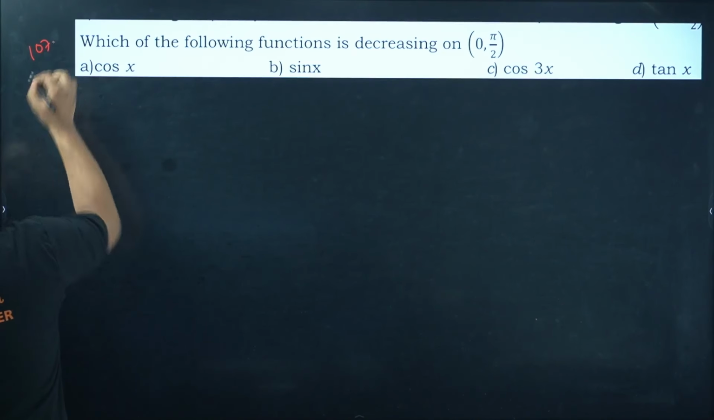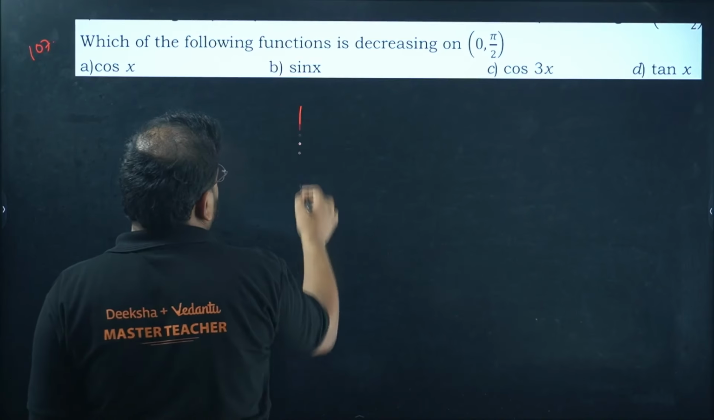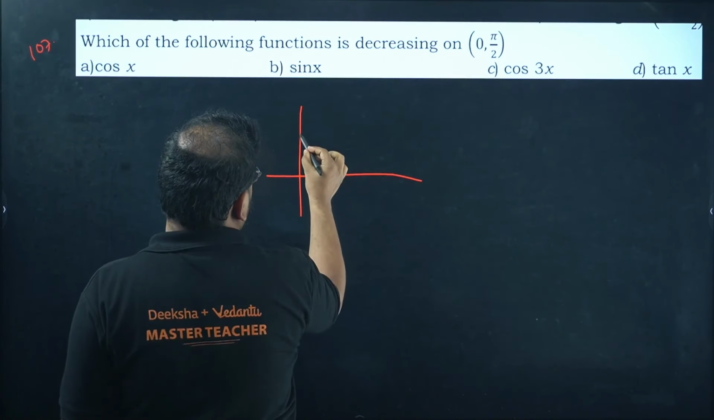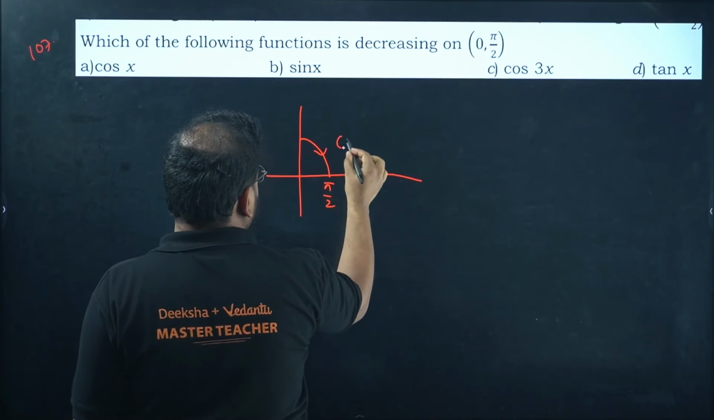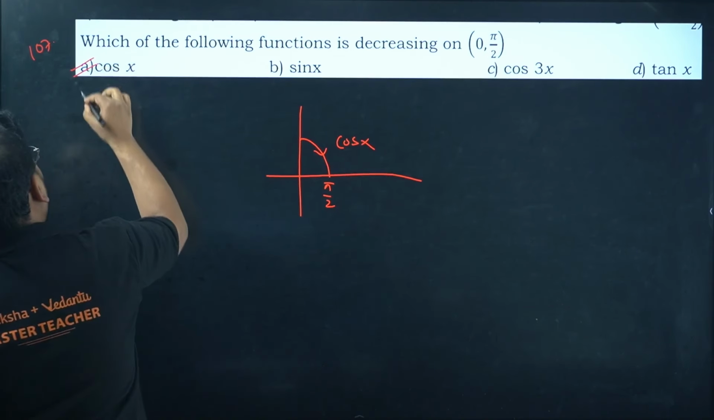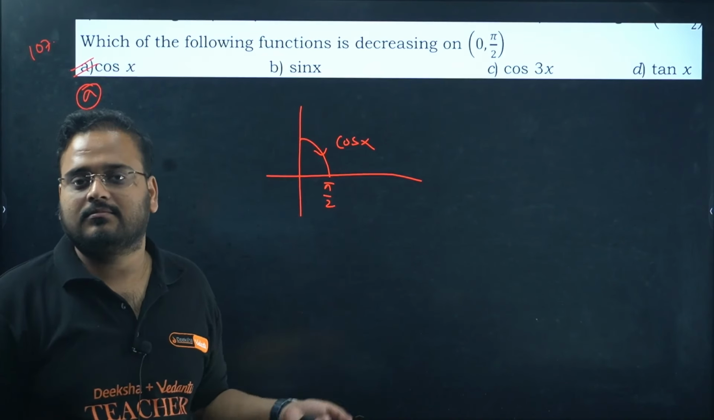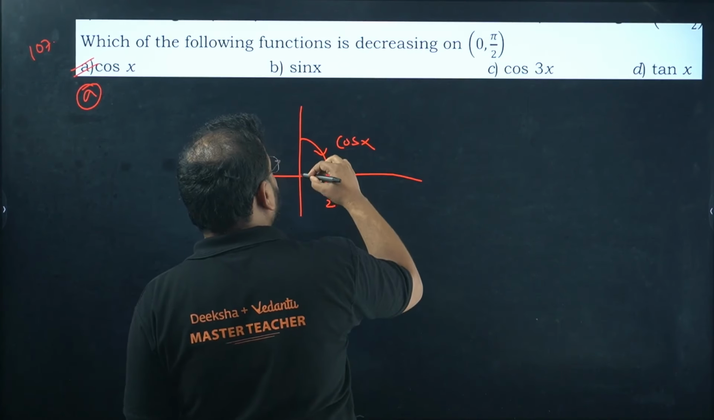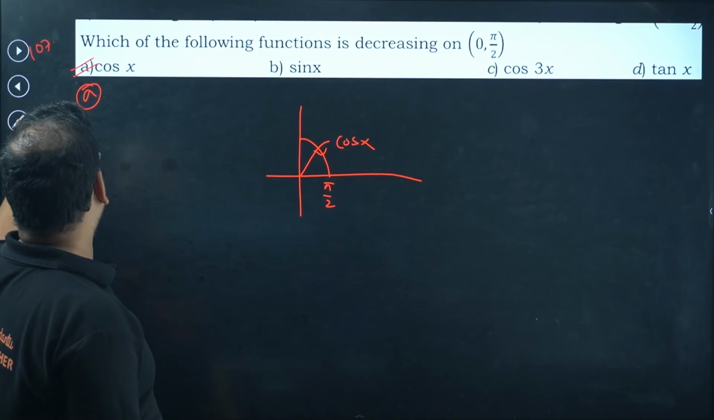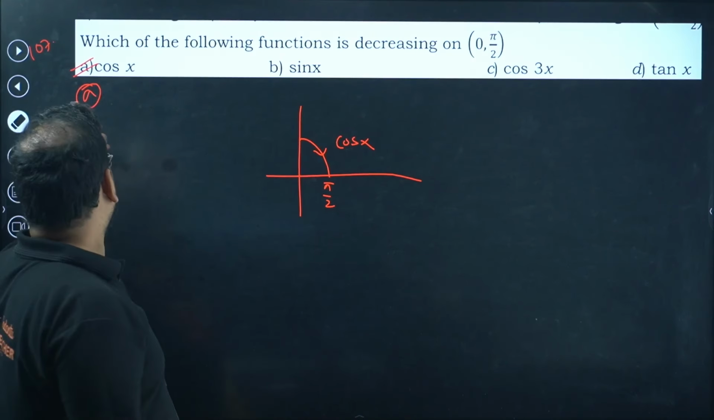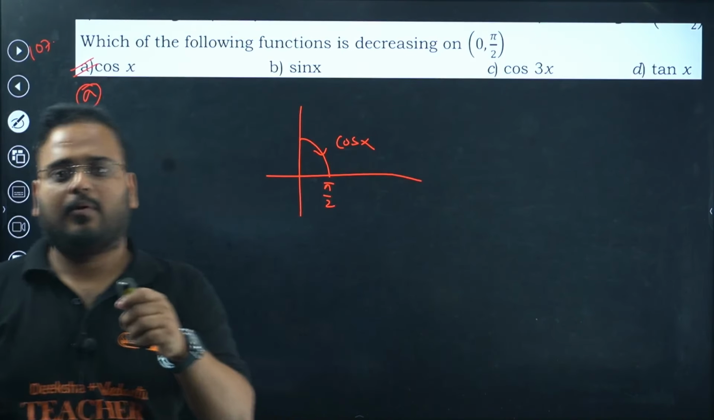Question number 107. Which of the following functions is decreasing on 0 to pi by 2? This is a very simple question. Look at this function, 0 to pi by 2. At 0 it is 1. This is the cos function. Cos x, if you draw the graph, you can see it is decreasing in nature. Sin x will go like this, which is increasing in nature. Cos 3x also will change the effect, but don't go there. The answer is clearly option A. Moving on, 108.